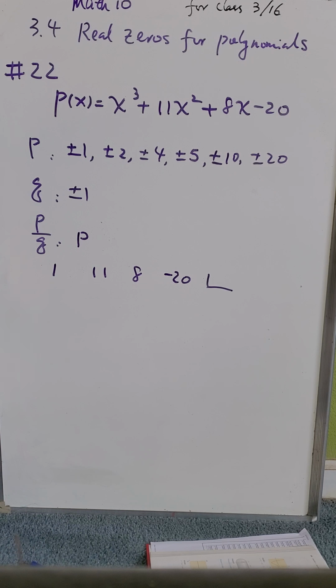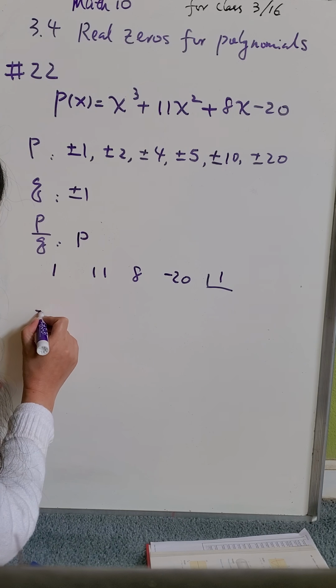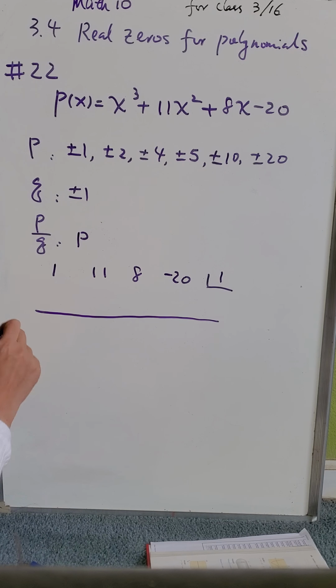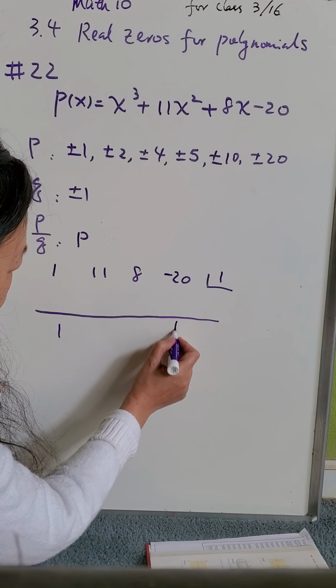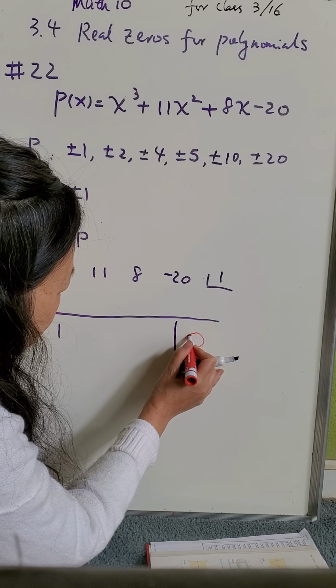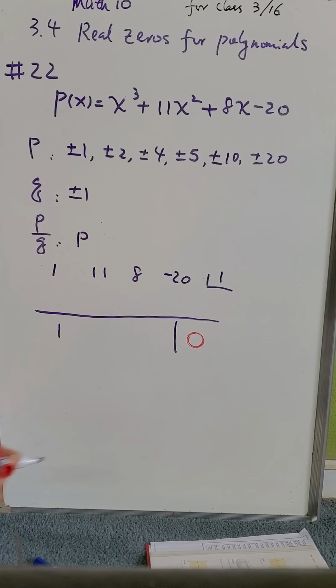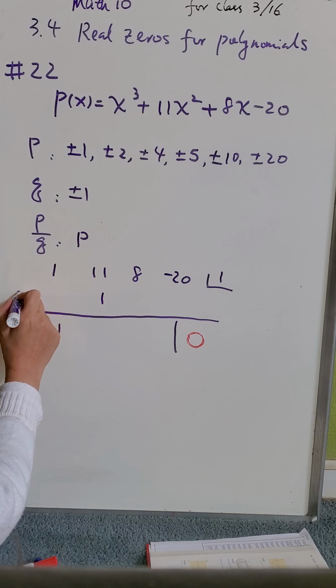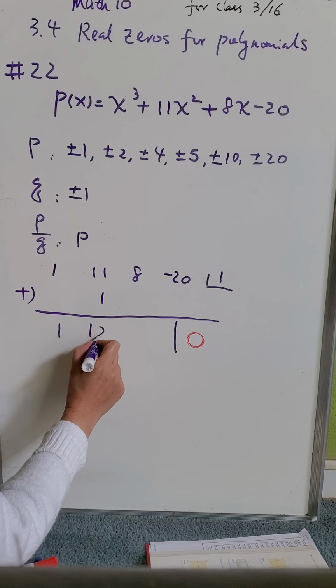Usually 1 is going to work. If 1 doesn't work, then we try negative 1. In the exam, I will usually give you 1 or negative 1 that should work. So the first number we bring down. Our goal is to get 0 here. So 1 times 1 is equal to 1. We add them together, so it's 12.